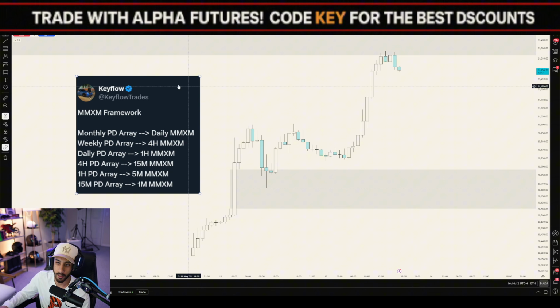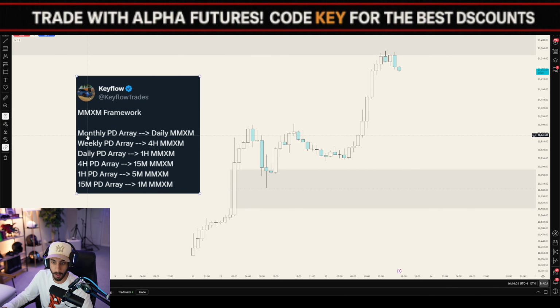Now, if you look at this list, it'll run you through exactly which time frame PD array lines up with which time frame MMXM. So we'll start off on the monthly. Monthly PD array lines up with a daily MMXM. Essentially, this just means if you have a monthly fair value gap, we want to see the buy model form on a daily time frame.